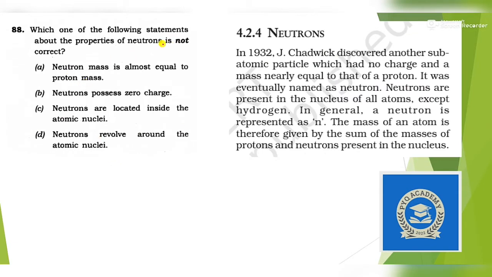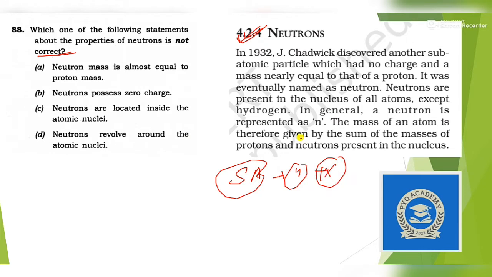Next question: which one of the following statements about the properties of neutrons is not correct? You have to remember this is about neutrons in the chapter Structure of Atom. In chapter 4 of class 9 it is given that in 1932 James Chadwick discovered a subatomic particle which had no charge and mass nearly equal to proton. So neutron's mass is almost equal to proton's mass. Yes. Neutrons possess zero charge. This is also true. Neutrons are located inside atomic nuclei. Yes, they are located inside the atomic nucleus.